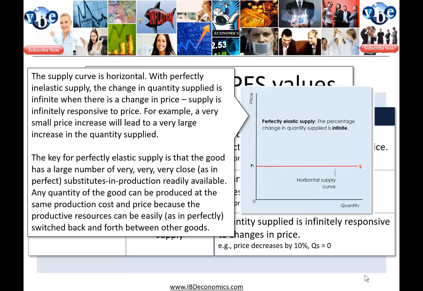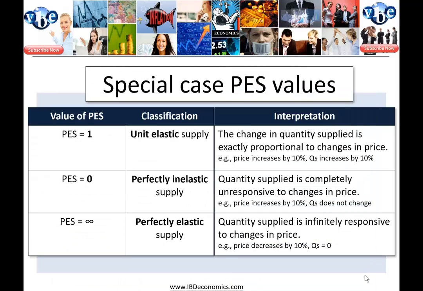An example: a very small price increase will lead to a very large increase in the quantity supplied. Now the key for perfectly elastic supply is that the good has a large number of very, very close, as in perfect, substitutes in production readily available. Any quantity of the good can be produced at the same production cost and price because the productive resources can be easily, as in perfectly, switched back and forth between other goods. This makes a perfectly elastic supply curve infinitely responsive to changes in price.